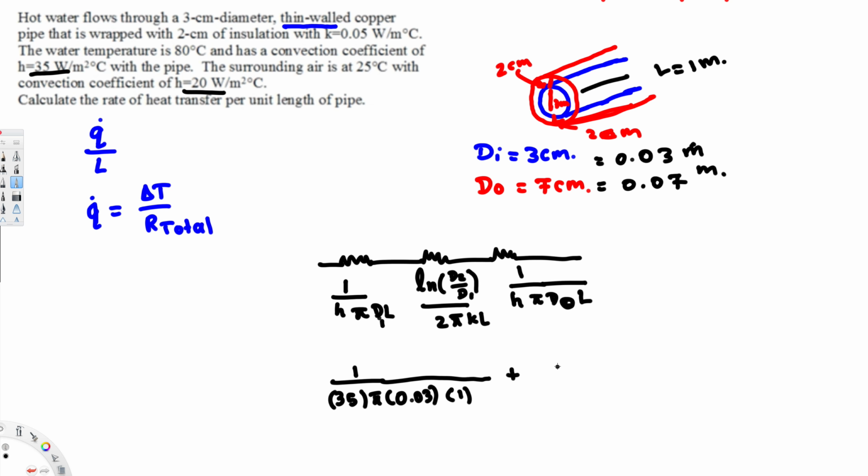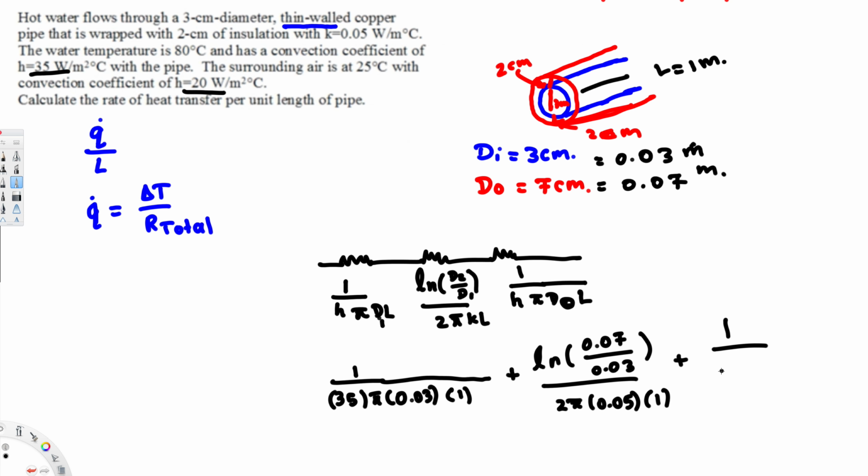The next one is going to be, since they are in series, we can add them directly. So this is going to be ln of d2 over d1, where d2 is the outer diameter, 0.07, and the inner diameter is 0.03, over 2 pi. The thermal conductivity of this insulation is 0.05, so this is 0.05 times the unit length, that's 1, plus 1 over h outside, that's 20, multiplied by pi times the outside diameter, 0.07, times the length, that's 1.